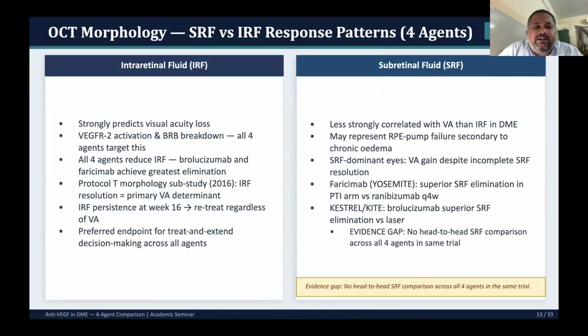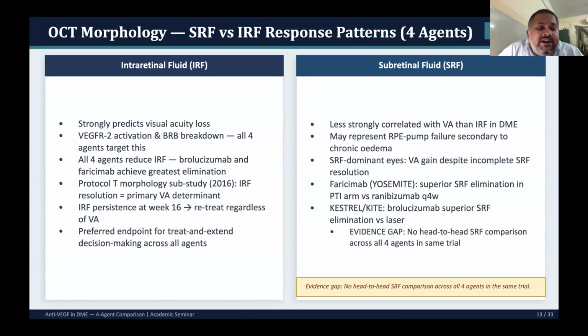So in terms of intraretinal fluid reduction, of course, we know that it strongly predicts visual acuity loss. VEGFR2 activation and blood-retinal barrier breakdown, all agents obviously target these two mechanisms, and all agents reduce intraretinal fluid. Brolucizumab and faricimab in this regard had the highest elimination of intraretinal fluid. In the Protocol T morphology sub-study of 2016, intraretinal fluid resolution was the primary determinant for final visual acuity outcomes.